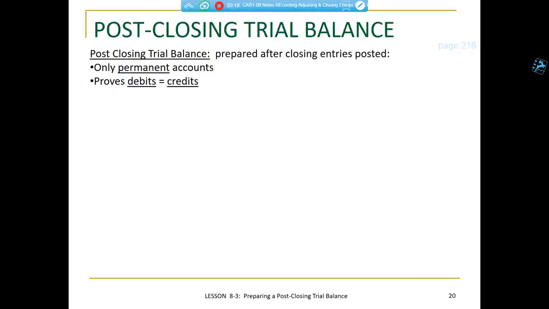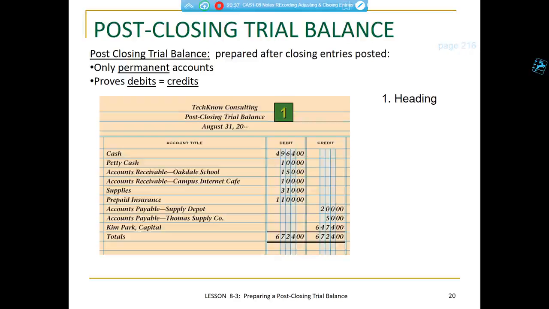So I don't have any revenues, I don't have any expenses, I don't have any income summary, I don't have any drawing on my post-closing trial balance because all of those temporary accounts have been closed and rolled into the capital account. So this is what my post-closing trial balance looks like. It looks very similar to my initial trial balance, except only with permanent accounts.